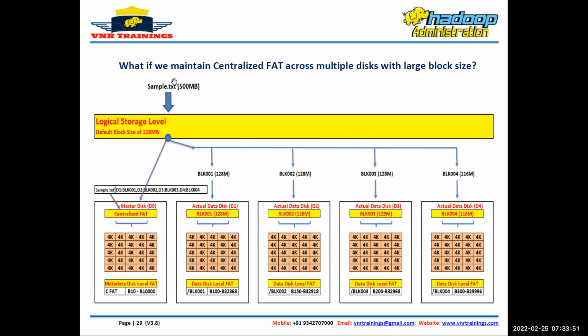To avoid this problem, they introduced a concept where you combine multiple physical hard disks into one single logical storage. In that, you maintain one as the master disk and the others as worker disks. In the master, you cut the data into pieces, put the pieces into worker disks, and maintain the metadata in the master disk. This is the concept. Clear?